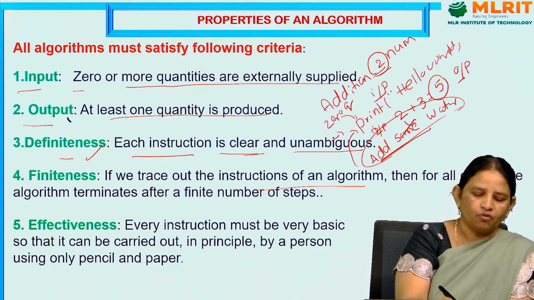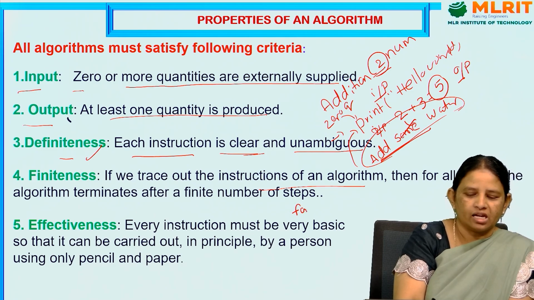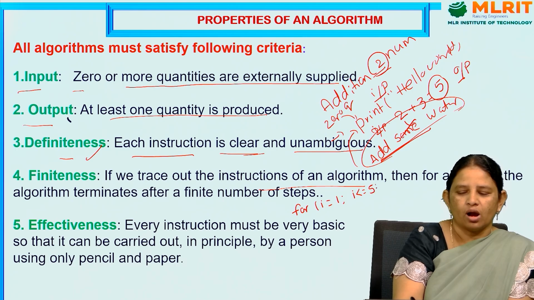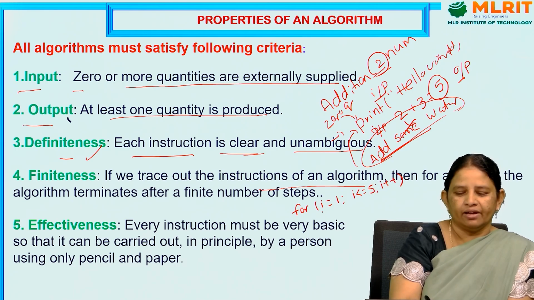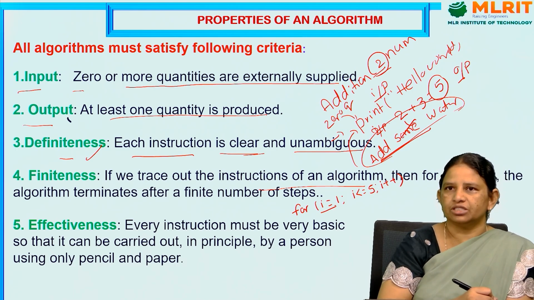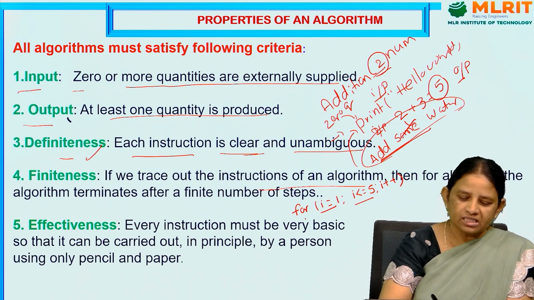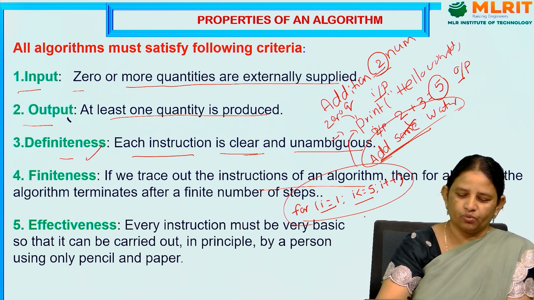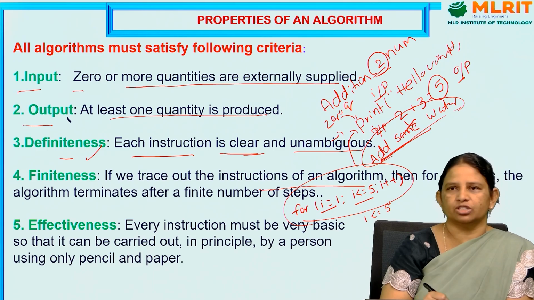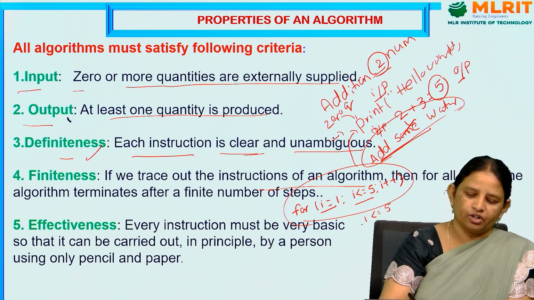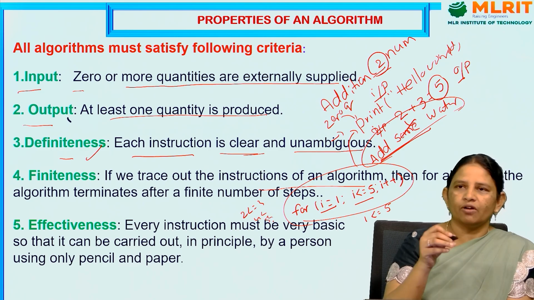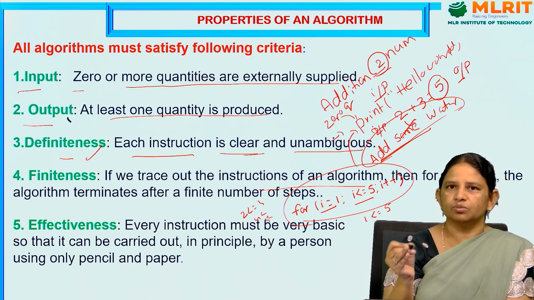For example, for I equal to 1, I less than or equal to 5, I plus plus. Here, what is the initialization? Initialization is 1. I less than or equal to 5 is the condition. When this for loop terminates after 5 steps: I equal to 1, 1 less than or equal to 5, condition true. Then 2 less than or equal to 5, 3 less than or equal to 5, 4 less than or equal to 5. So after 5 iterations, the algorithm should be terminated.